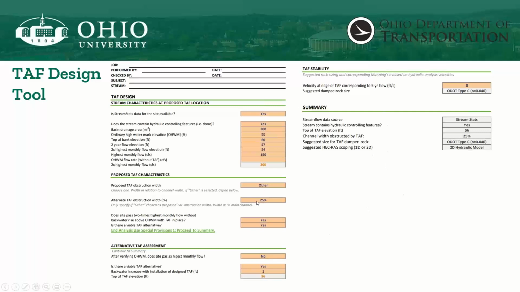And what this spreadsheet spits out is what type of ODOT dump type we should use, and what's the corresponding Manning zone when you use hydraulic models. So stuff like that. So basically a summary for engineers to check.